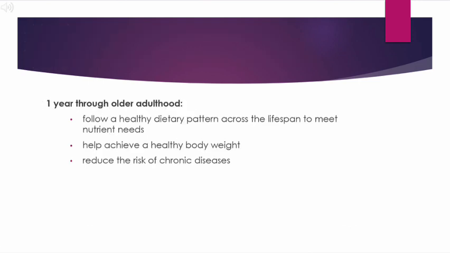Now, moving on to the rest of the lifespan. From 1-year-old up to older adulthood, the goal becomes more comprehensive. First, meet nutrient needs. This means ensuring adequate intake of vitamins, minerals, protein, and energy. Second, achieve and maintain a healthy body weight. This is very relevant in physical therapy because obesity affects mobility, while being underweight affects strength and recovery. Third, reduce the risk of chronic diseases such as diabetes, hypertension, and cardiovascular disease. So, diet is not just about eating, it is about long-term health outcomes.